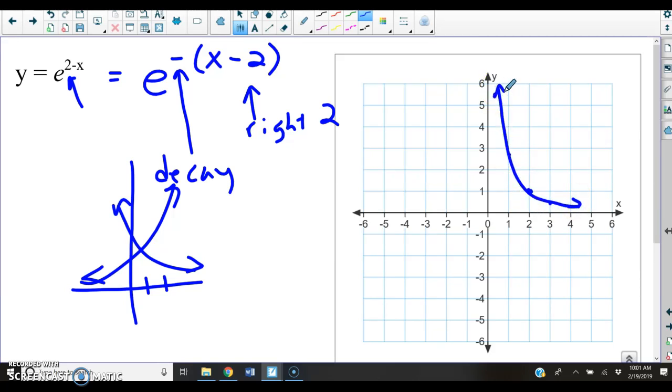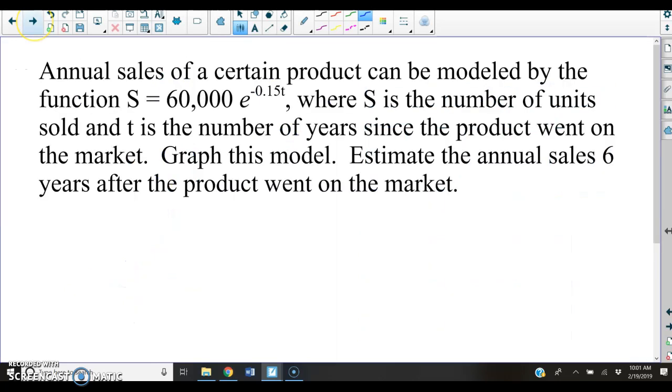Just analyze what's happening to your exponents, and you'll be able to go. Annual sales of a certain product can be modeled by the function S equals 60,000 times e to the negative 0.15t. All the hard work has been done for you. S is the number of units sold. T is the time in years since the product went on the market.